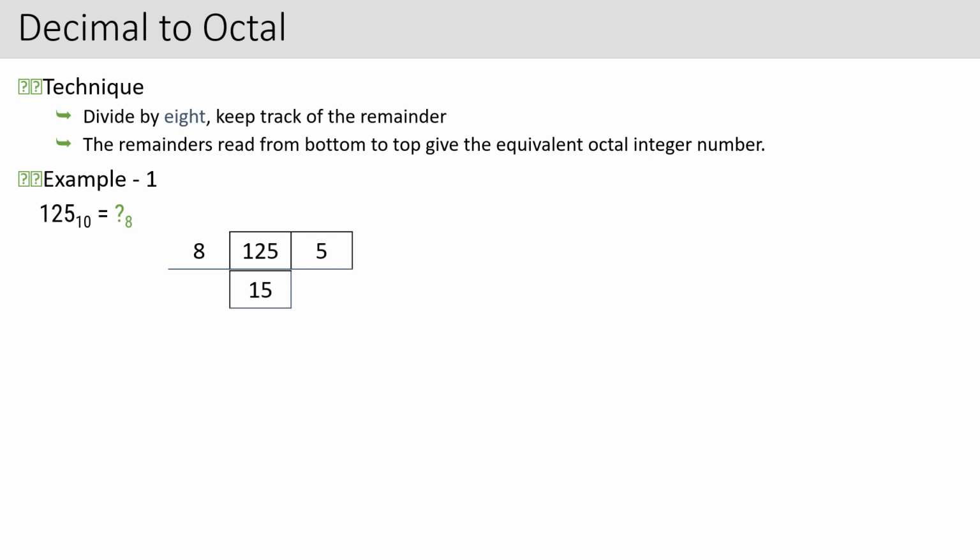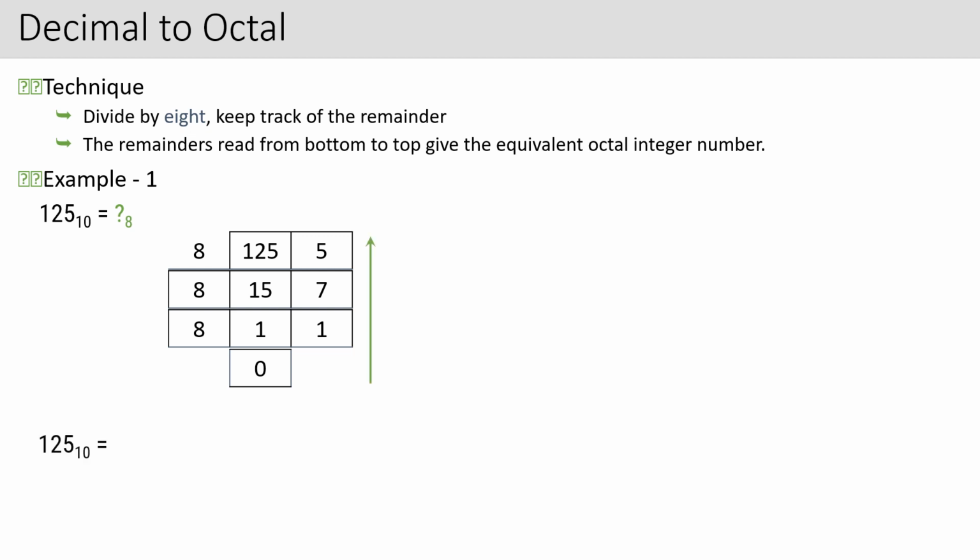Once again you will divide 15 by 8. 8 ones are 8. What is the remainder? 7. Then again you will divide that 1 by 8. 8 zeros are 0. So what is the remainder here? 1. So see here, you are getting the number 0. After that, you will write down the remainders from the bottom to the top to get the octal equivalent of the decimal number 125. So what will it be? It will be 175 to the base 8.